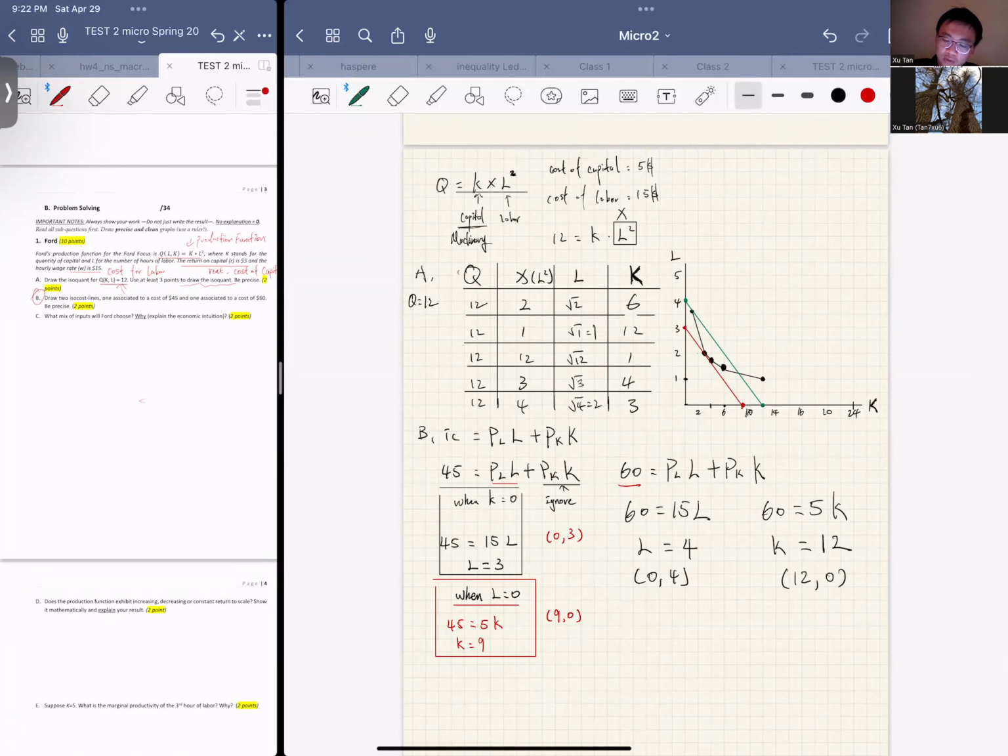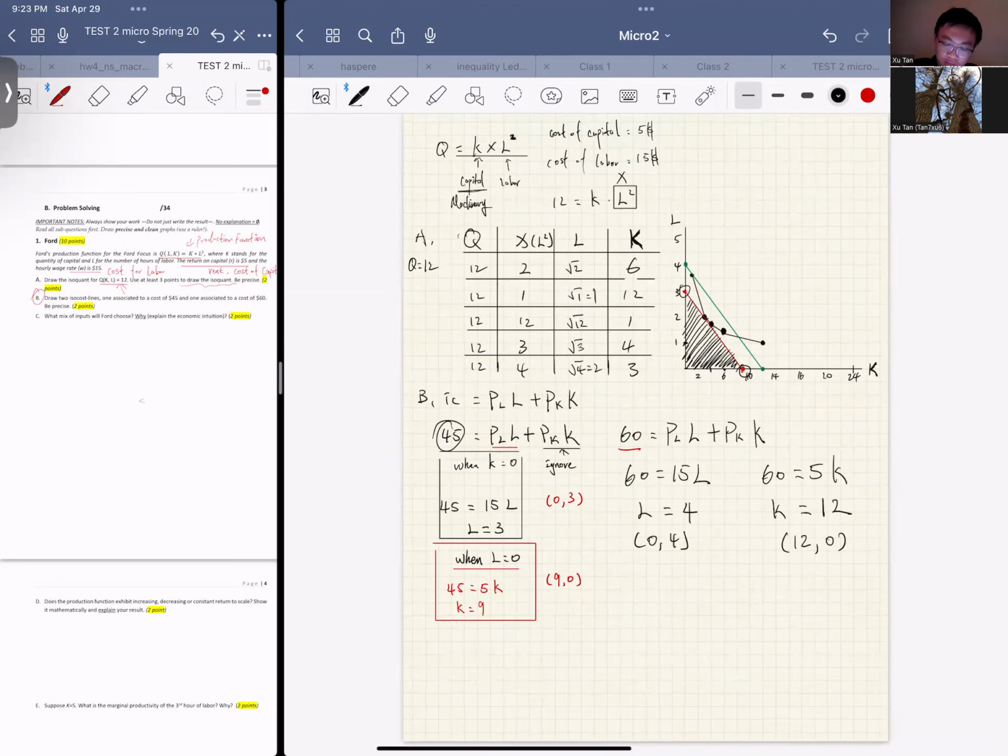So how to conceptualize this is that now you have $45. If you put everything into labor, how much labor can you afford? If you put everything into capital, how much capital could you afford? So we find these 2 endpoints, and everything in between is a combination of labor and capital that we can afford. So that's it for B.